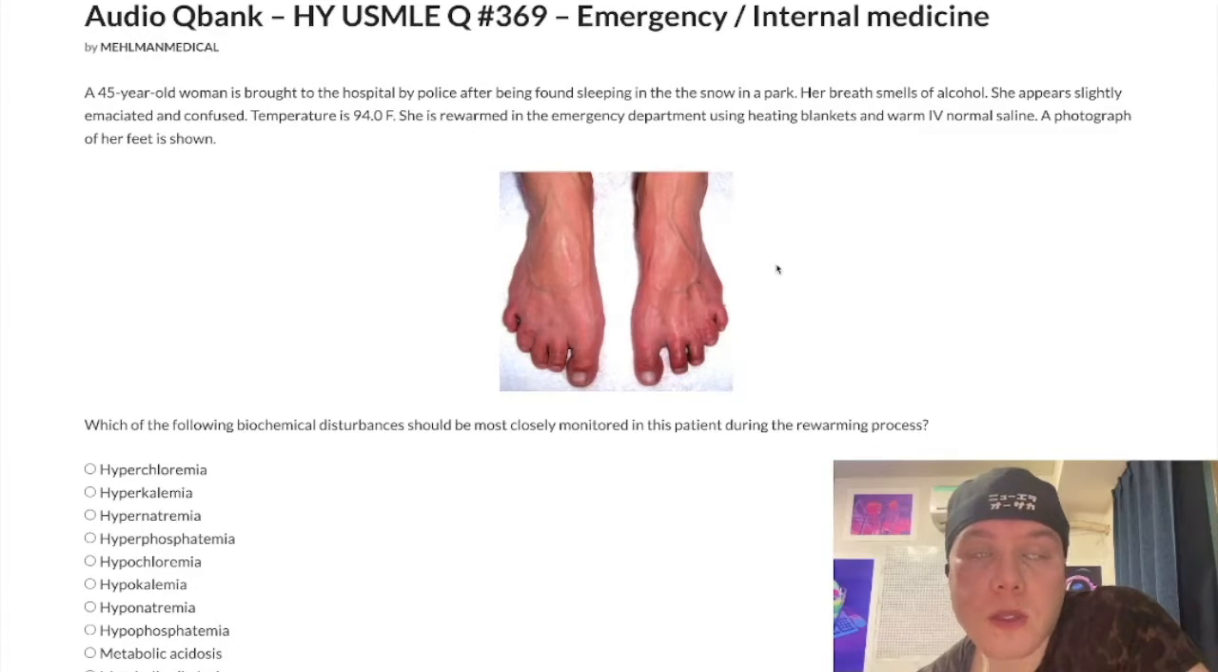How's it going, guys? So, slightly unusual question. This has shown up on a student's real USMLE.